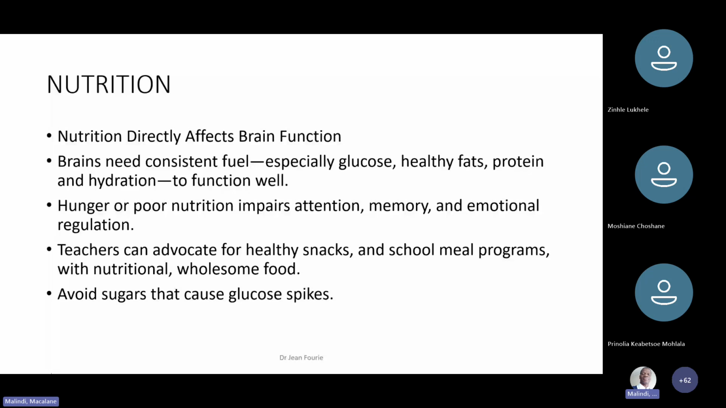So what we can do as teachers is we can advocate for healthy snacks in children's lunch boxes, and we can also advocate for healthy school meal programs. The food should be of nutritional, wholesome value so that there is not an excess of sugar, which causes glucose spikes in the bloodstream, and we do not want children to have these highs and lows that come from too much sugar in the diet. So advocating for adequate nutrition helps to build healthy brains.